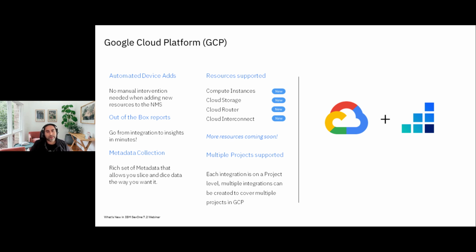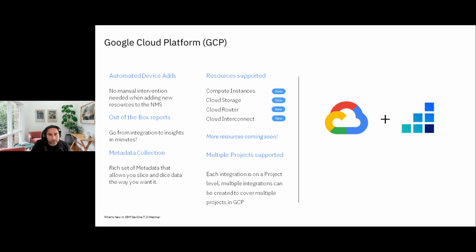We also offer metadata collection, and metadata allows you to derive more insights on the specific resources that you're monitoring, right? How do you tell your compute instance is of a certain type? How many CPU cores does your compute instance have? What region does it belong to? We add all of that as metadata that allows you to slice and dice the data the way you'd like. So you can have reports with filters using metadata.